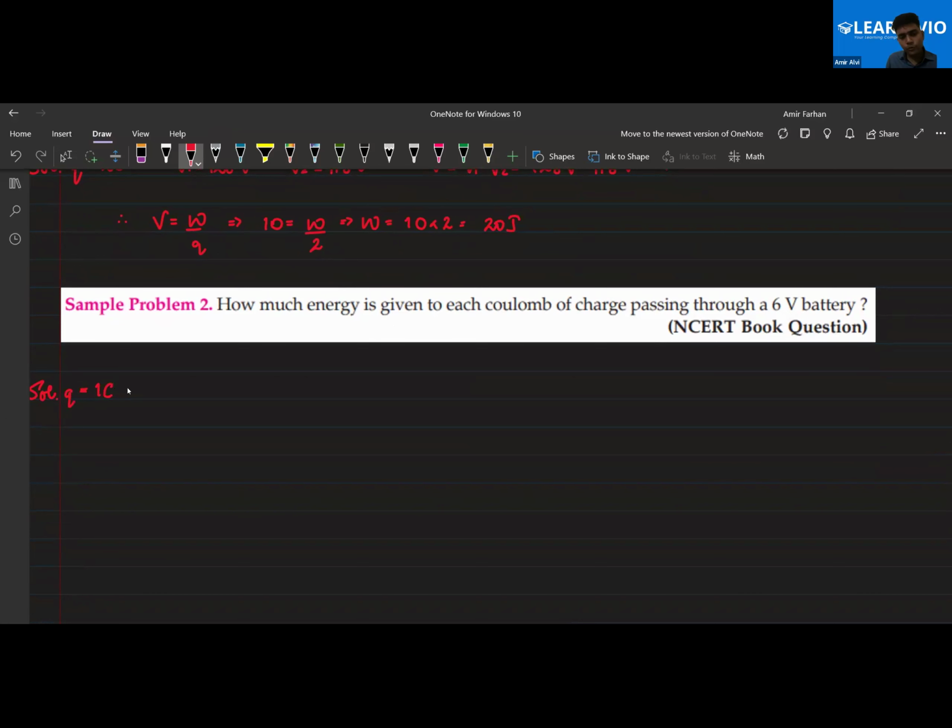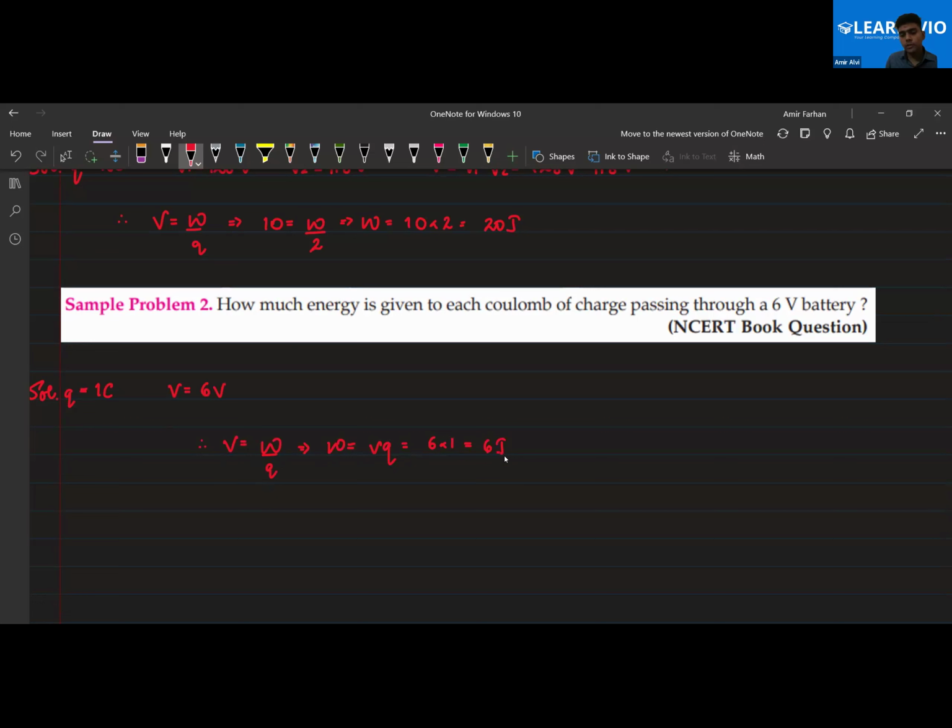Each coulomb means one coulomb of charge. The battery is saying that the electric potential difference is already maintained between the two points, and the difference between the two points given to you is 6 volts. Now the question is saying that we have to identify how much energy is given to each coulomb of charge passing through a battery of 6 volts. Simply apply the formula, that is W by Q. So W will become VQ. V is 6, Q is 1, that is coming out to be 6 joule of work done or energy.